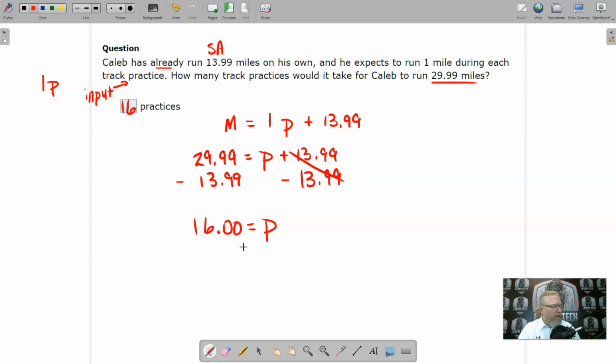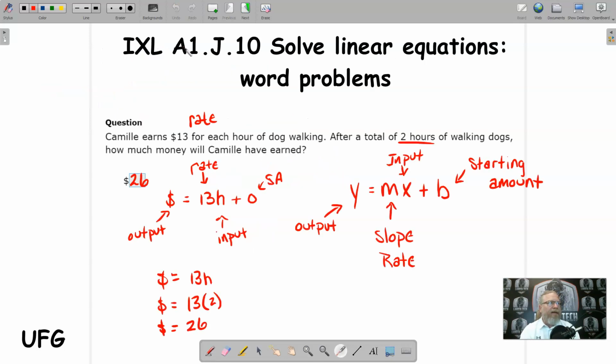All right. So those are all of my examples for IXL Activity A1.J.10 solving linear equations. And they are indeed, again, word problems.